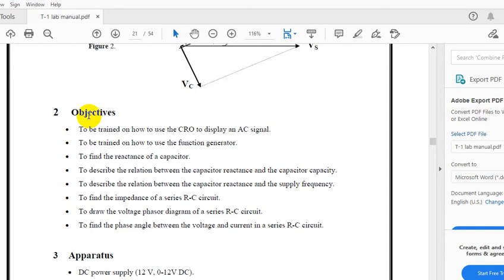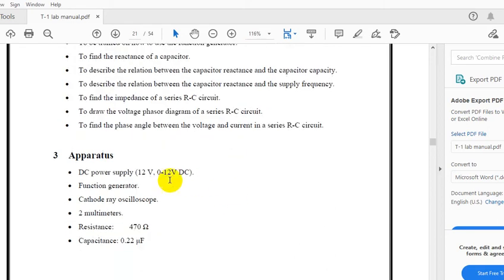Next, the CRO. We will have a brief description about the CRO and the function generator. The objectives are: to find the reactance of the capacitor; to describe the relation between the capacitor reactance and the capacitor capacity; to describe the relation between the capacitor reactance and the supply frequency, that is, how the capacitor reactance changes when you change the frequency; to find the impedance of the series RC circuit; to draw the voltage phasor diagram of the RC circuit; and to find the phase angle between the voltage and the current in the series RC circuit.